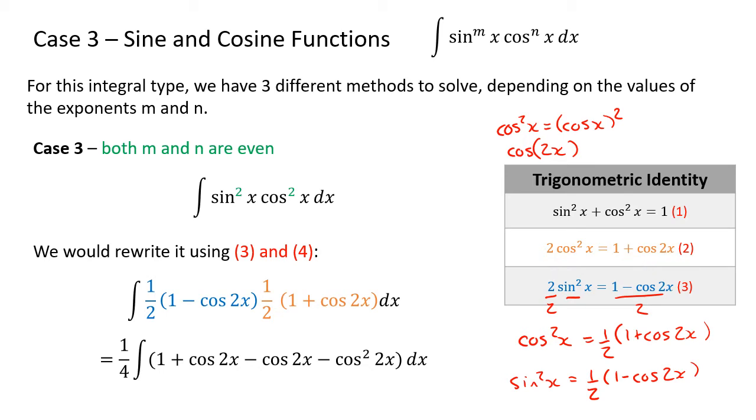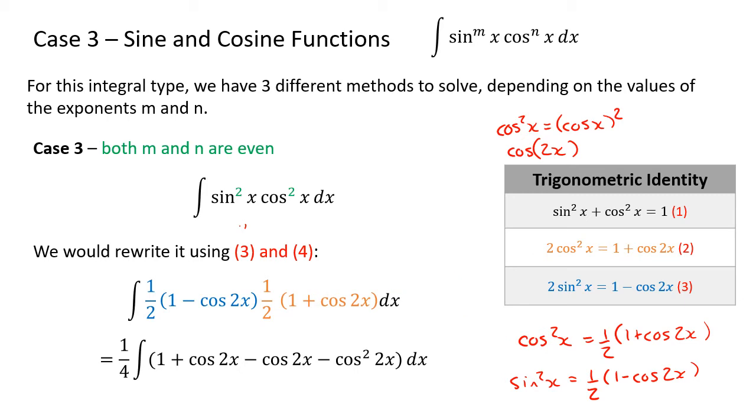So we're going to substitute both of these in, one for the sine squared of x and one for the cosine squared of x term. I've color-coded them so you can see which one I substituted where. So for the cosine squared of x function, I substituted 1/2 times 1 plus cosine of 2x. And for the sine squared of x function, I inserted 1/2 times 1 minus cosine of 2x.